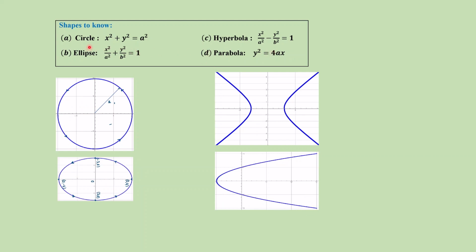For a circle, it's x squared plus y squared equals a squared. For an ellipse, x squared over a squared plus y squared over b squared equals 1. For a hyperbola, we replace this plus by minus. And for a parabola, this one.